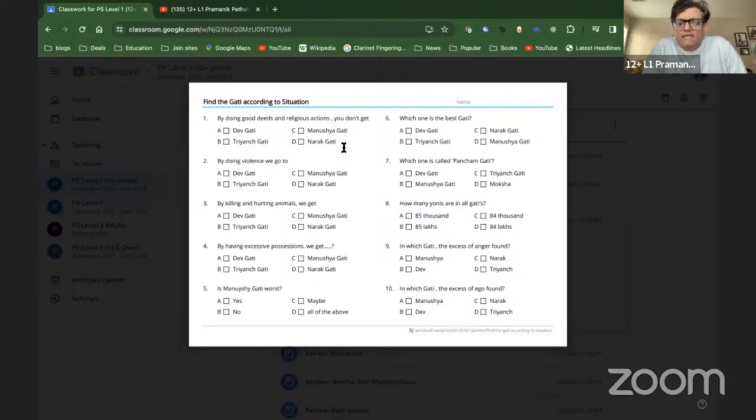Okay. Now, where is the excess of ego? मान कहाँ ज्यादा होता है? मान कषाय and ego. So anger is more in Narak Gati. Where is more ego?